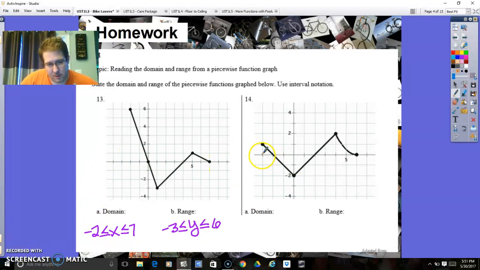Same thing over here for the homework, so negative 1, 2, 3. So the domain is negative 3 is less than or equal to x, which is less than or equal to 6.